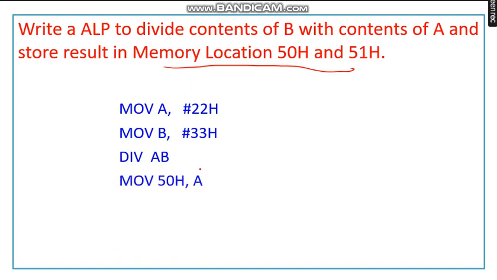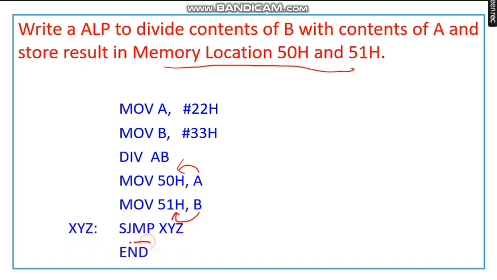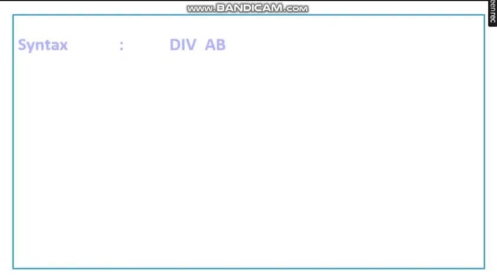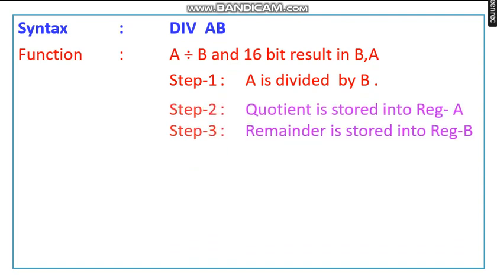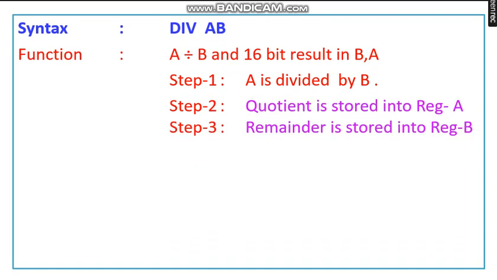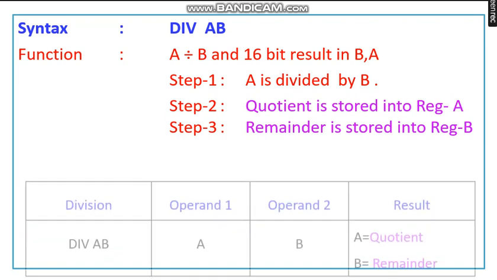So the quotient which is in A will be stored in 50H, and in B it will have the remainder, that will be stored in 51H, and the program will remain in the loop. This is always at the end of any program. So for division we have to use DIV AB, and for multiplication we have to use MUL AB. So just have a look. A divided by B, quotient in register A, and in B we have always the remainder.